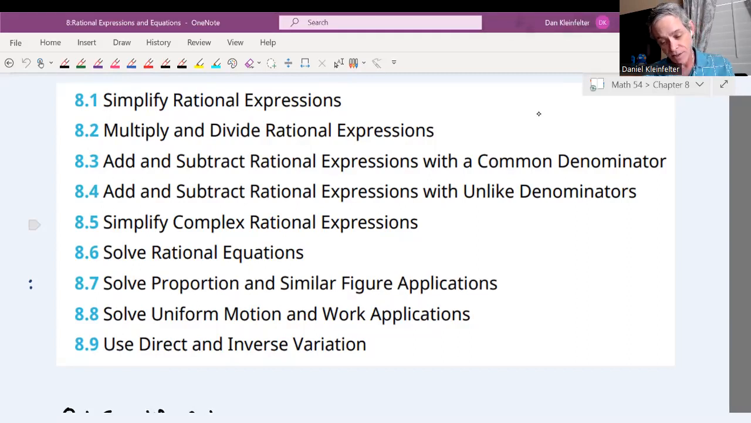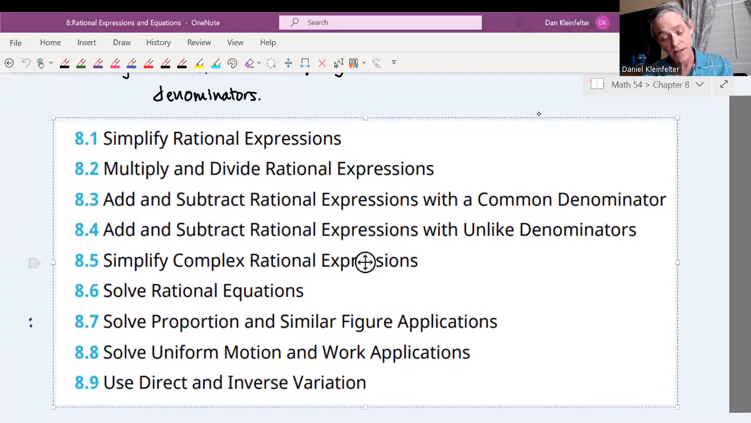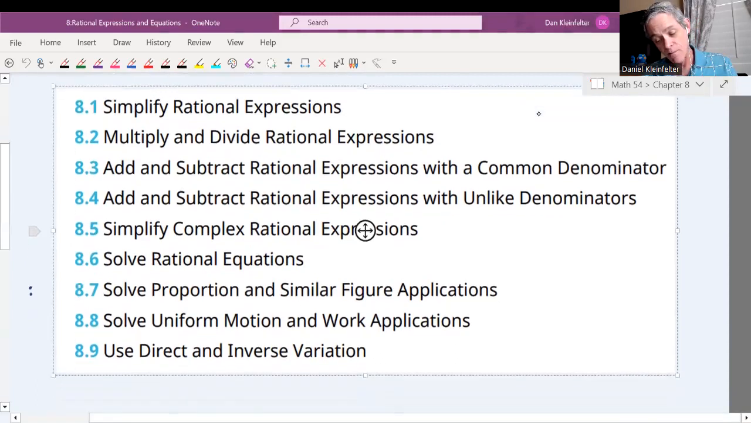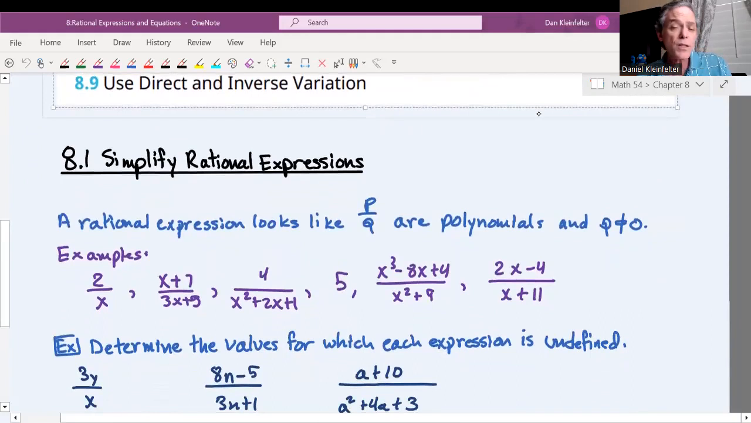All right, so that's the whole thing, like I said, fairly lengthy. The heart of the chapter really is in the first 6 sections. So let's go ahead and get started on section 8.1, which is about simplifying rational expressions. So really the first thing to do is make sure we know what a rational expression looks like. I had mentioned that they're fractions where the numerator and denominator is a polynomial, and that's true.